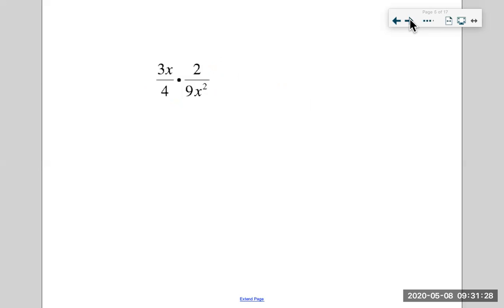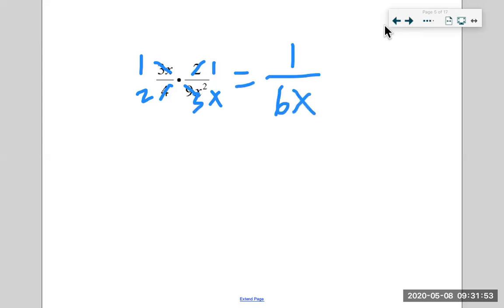Sometimes we're going to have squared terms or cubed terms, and same thinking applies. We would factor the 2 and the 4 by a factor of 2. And now we could still use a factor of 3x, but we're left with an x now because 9x squared divided by 3x would leave us with 3x, sorry. And so now we can multiply the numerators and multiply the denominators.